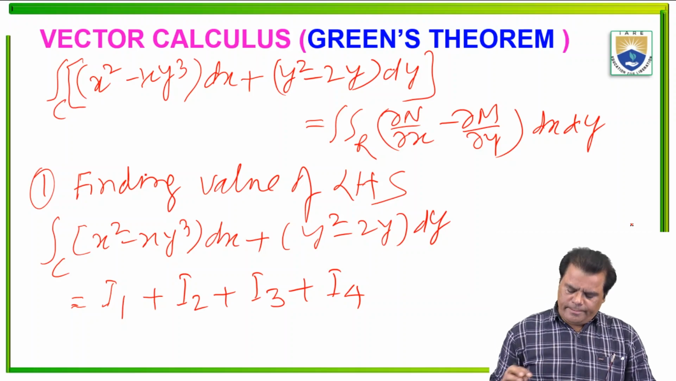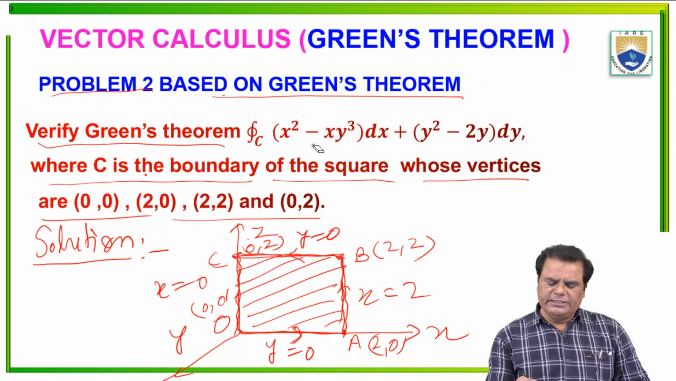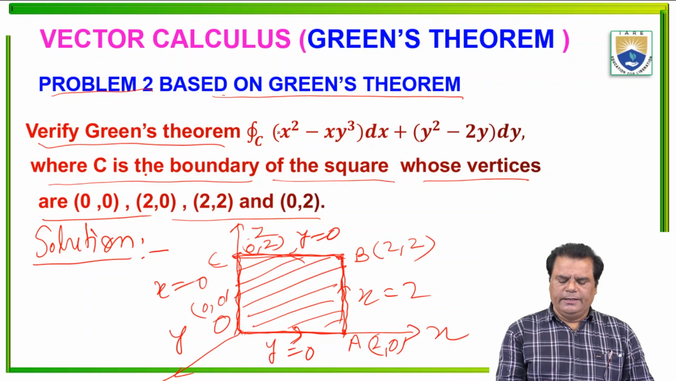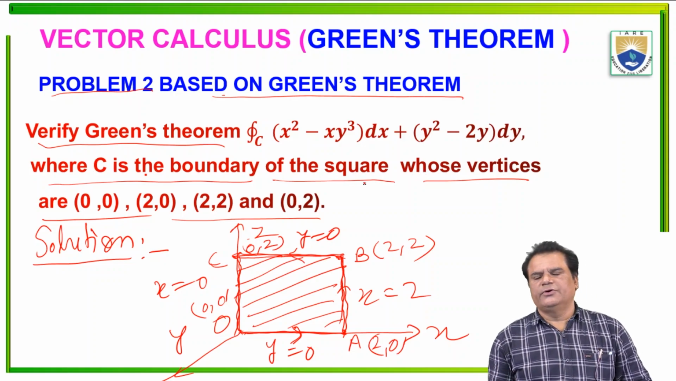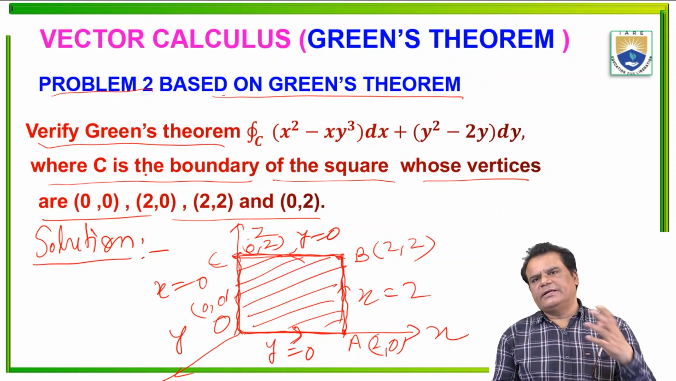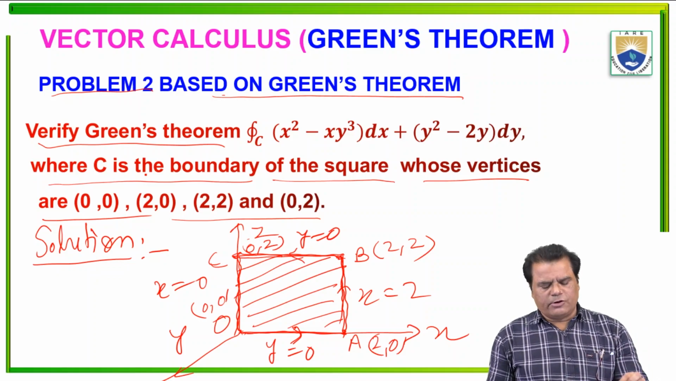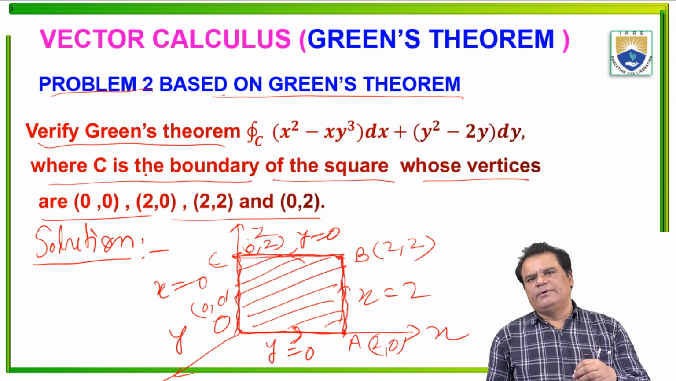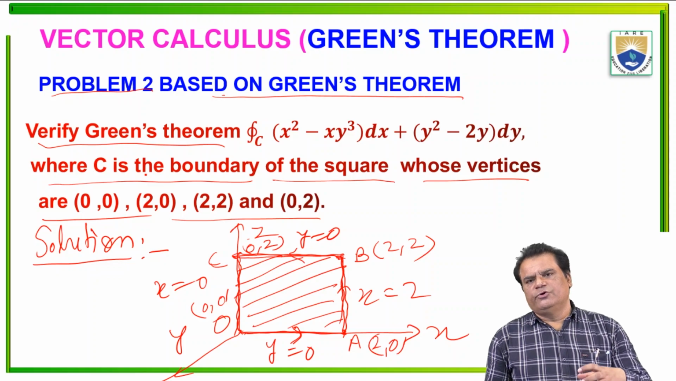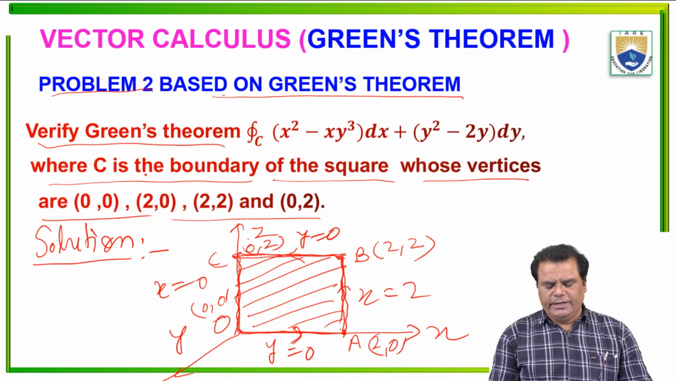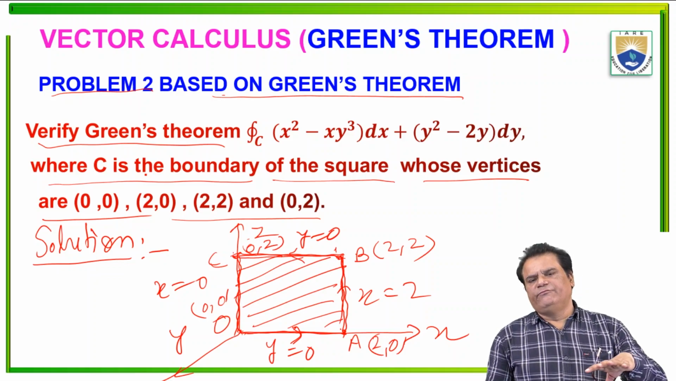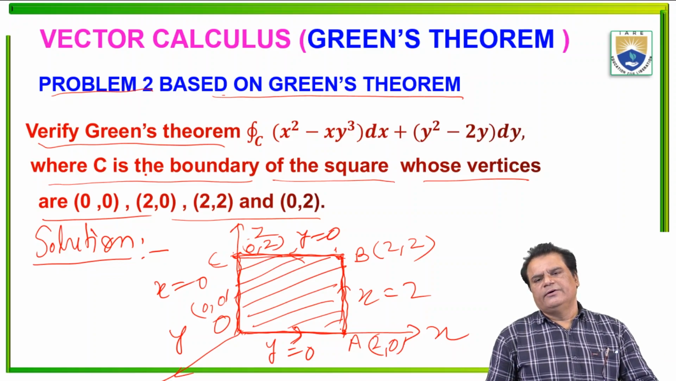What is the question saying here? Verify Green's theorem for the integral of x square, xy cube dx plus y square minus 2y dy, where C is the boundary of the square whose vertices are given. First of all, we find the value of the left hand side integral, that is the line integral. The square is given by the vertices (0,0), (2,0), (2,2) and (0,2). These are four vertices, length and breadth are same, so this is a square. We find the integral of the left hand side in four lines: O to A, A to B, B to C and C to O. After finding four integrals, we add I1 plus I2 plus I3 plus I4.